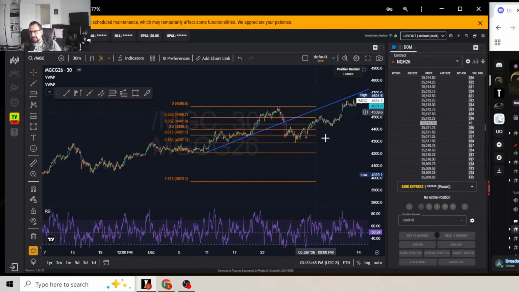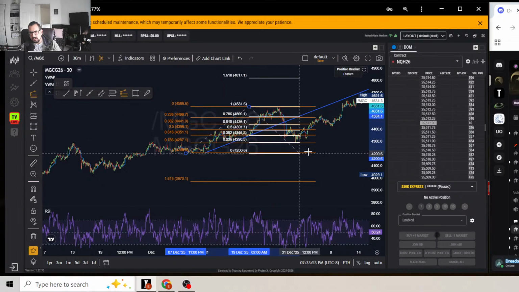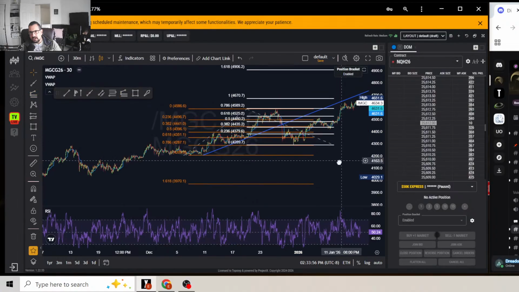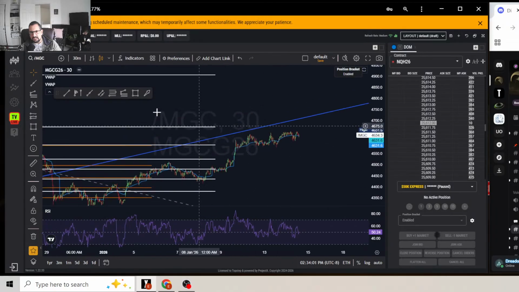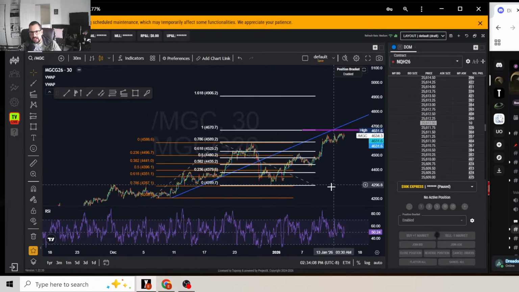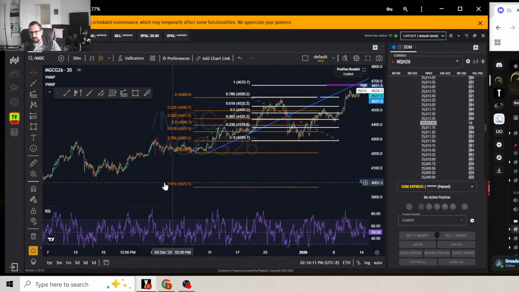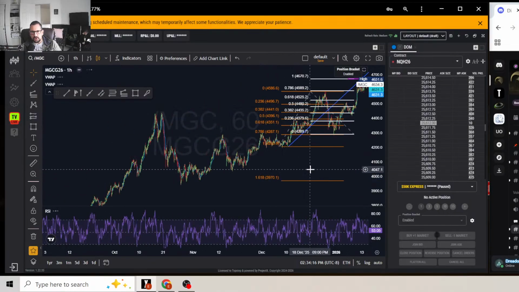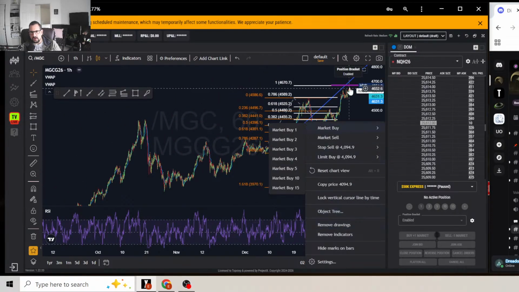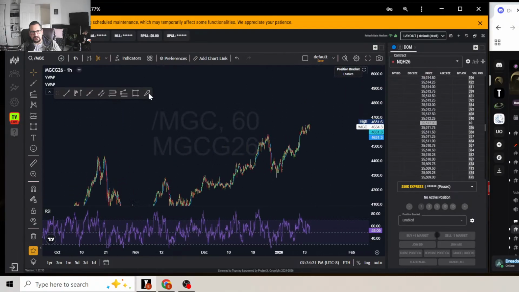So now that I know that that's clean, now I want to draw my extension from here to here to here. And I see that right here is where we have our 100% extension from that breakaway pullback. So that's one. So I drew it, so we know that area stays there. 4660.